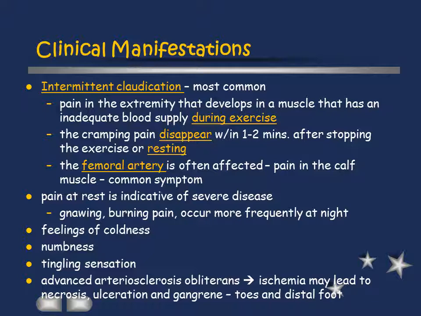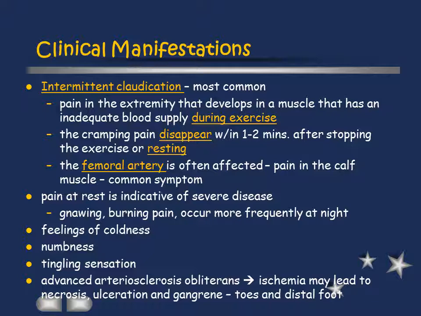Now clinical manifestations include intermittent claudication, the most common symptom, in which there is pain in the extremity that develops in a muscle that has an inadequate blood supply during exercise. Then the cramping pain disappears within 1 to 2 minutes after stopping the exercise or resting. The femoral artery is often affected.